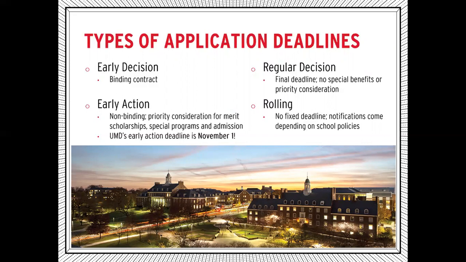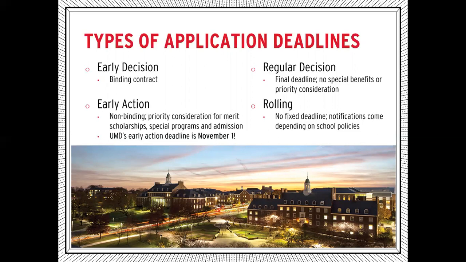The University of Maryland is one of these schools that has an early action deadline. And again, like I said, it will consider you for any of our special programs, such as our living and learning programs, any scholarships. And we do admit about 90% of our class from this first deadline. So please, please, please, if you're interested in coming to the University of Maryland, we highly recommend that you apply by November 1st.